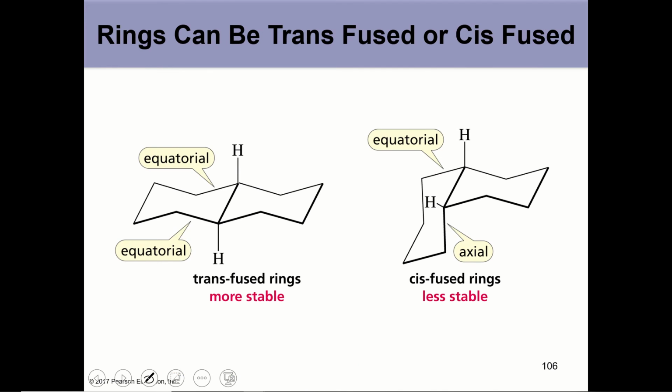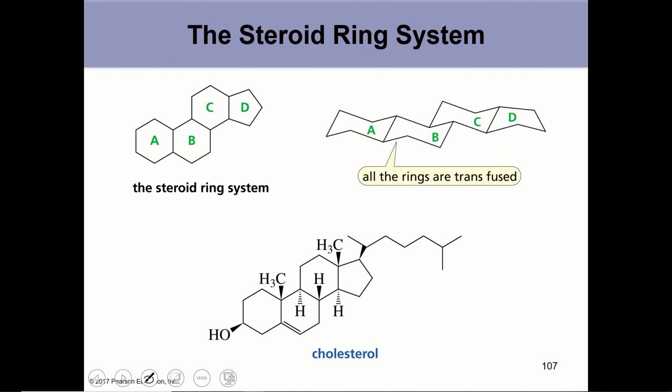We can have two rings that are fused together, so they share carbons. I've circled the shared carbons. And these rings can exist either as trans-fused rings, which are more stable, or cis-fused rings. They cannot flip between the two structures. They are locked in that position. There is no flipping between cis and trans fusion. But the trans-fused rings are more stable, and what that means for us is that the trans-fused rings are more naturally occurring. And one example of trans-fused rings is seen in cholesterol. So natural products that need to be stable tend to be trans-fused. And that's the end.